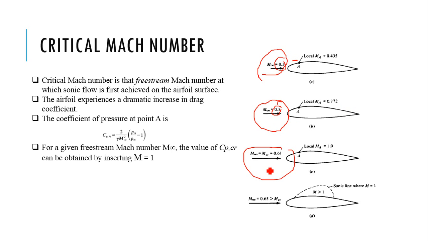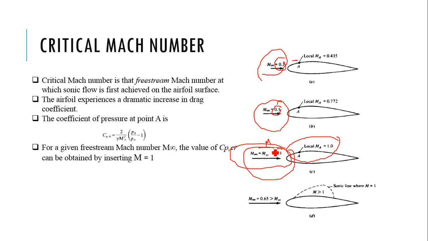But when the Mach number increases to 0.6, automatically over some point the local Mach number increases to 1. When the local Mach number increases to 1, that Mach number is called the critical Mach number. So if you are increasing the flow over this critical Mach number, here the Mach number over here is the critical Mach number.